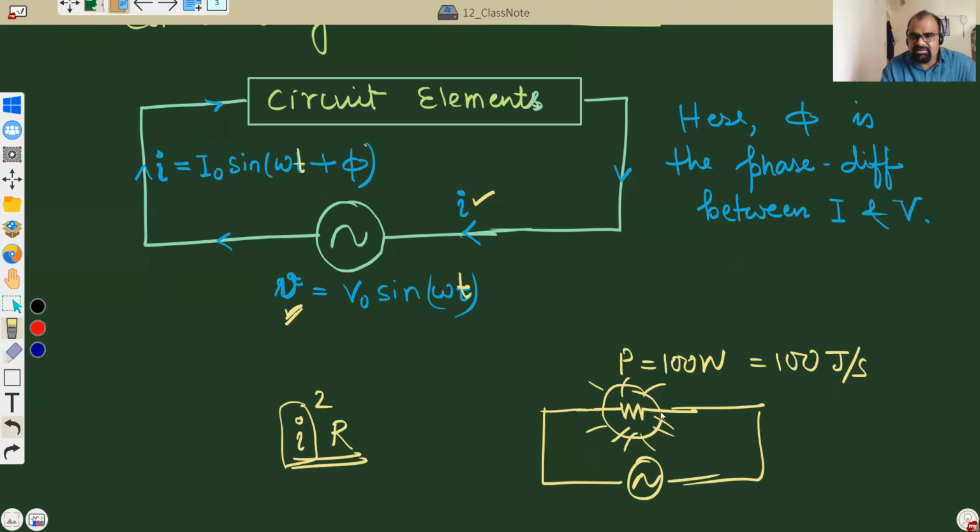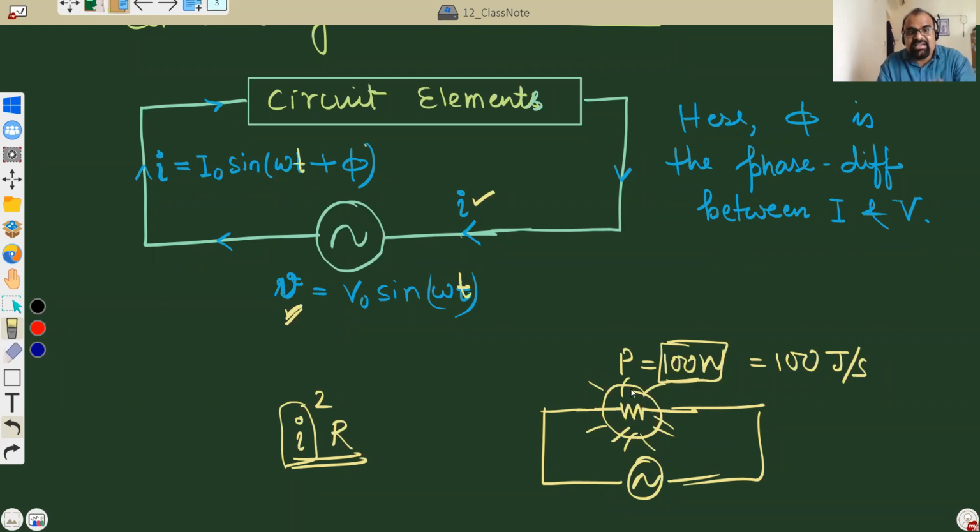So this power, how can we say it is 100 watt? It has to be different at different instants. In fact, sometimes when the current is zero, power will be zero. Instantaneous power generated in the resistor should be zero at that time. So this 100 watt is actually the average power.